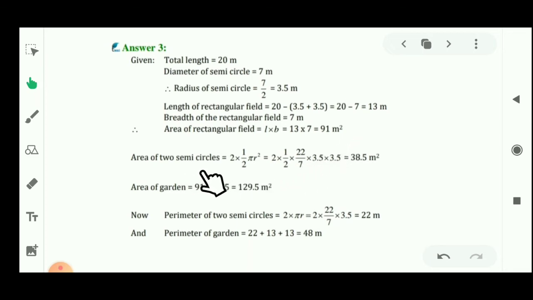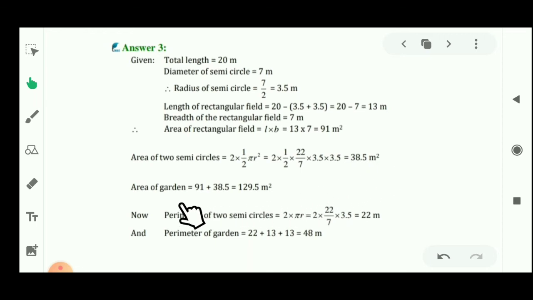Now students, we have to find out the area of two semicircles. As you know, the circle's formula is pi r square. For the semicircle we have to use the formula 1 upon 2 pi r square. And because there are two semicircles, we have to multiply it by 2. Now after putting the value of r, its value will be 38.5 meter square.